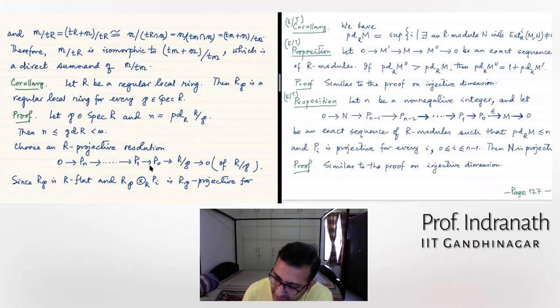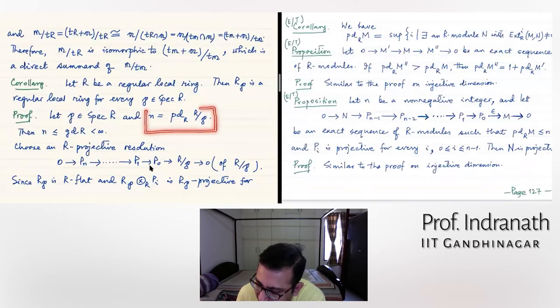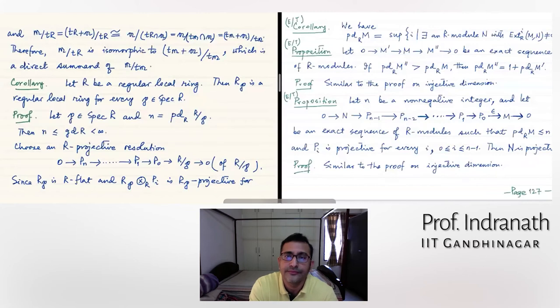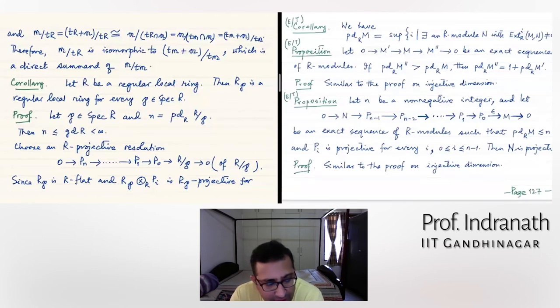Now, a corollary is the following: if you have a regular local ring R, then localization with respect to every prime ideal is also regular local. This is indeed a very local condition, and you will see that it will be extremely useful. Okay, so how to prove this? Again, we will use the homological technique. You start with a prime ideal. Suppose the projective dimension is N. When we write this N, we mean N is a finite number, right? The projective dimension of R mod P over R.